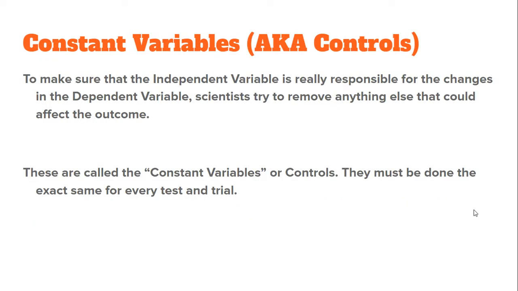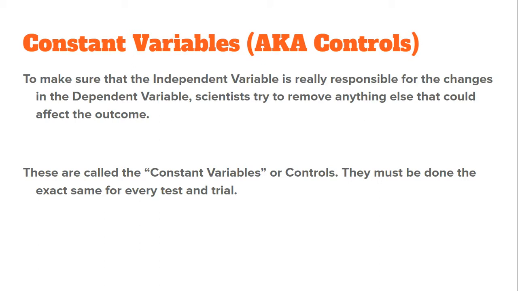There's one last thing that we need to think about as we're setting up our experiment, and that's our constant variables or controls. We want to really try to make sure that the independent variable is the only thing that could be changing our outcome or our measurements of the dependent variable. Scientists want to remove everything else. That way we can actually say that this thing makes something else happen or is responsible for something else happening.